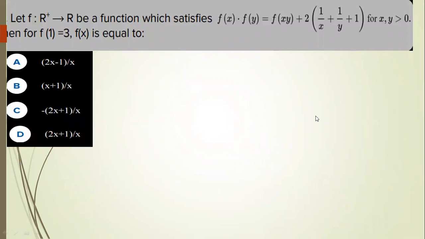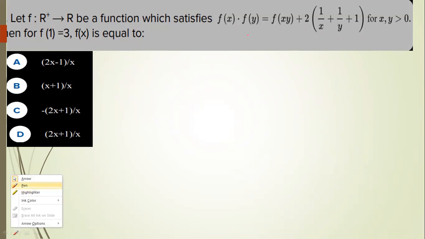Okay, this is your next question. This is such an easy question. Let me see who will give me the answer. The question is: f is a function from R plus to R, which means R plus is the set of positive reals. So the domain is the set of positive reals and the codomain is the set of reals, and the function satisfies a certain equation. What is that equation?